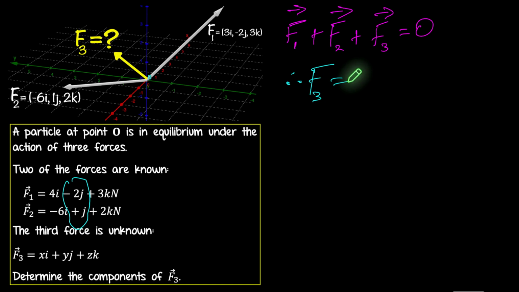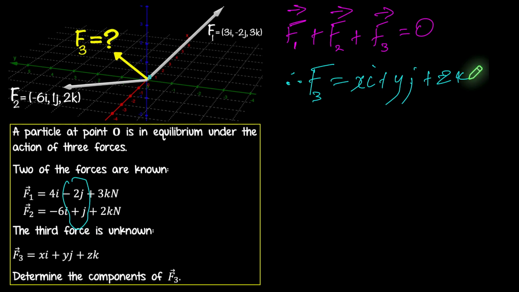And if we were to write this in vector form, as it's unknown, then what we would have is some x value i, plus some y value j, plus some z value k. So what we really need to find is x, y, and z. So how do we do that? Let's sum these components then.